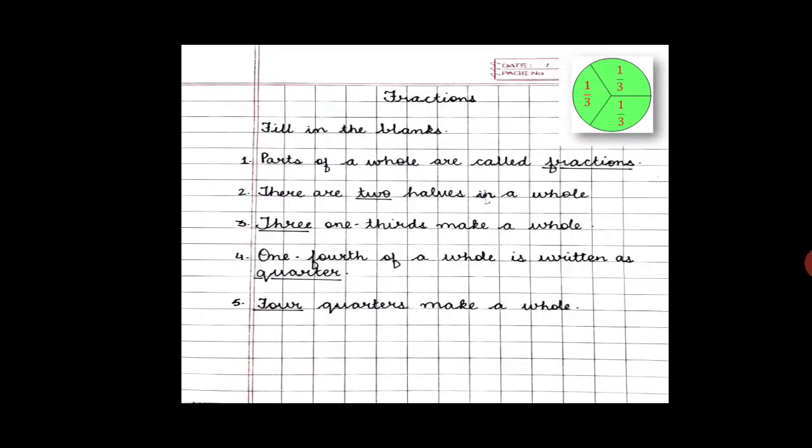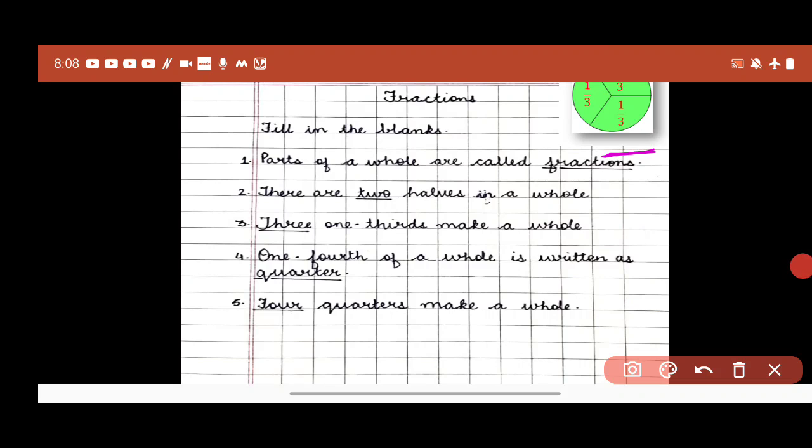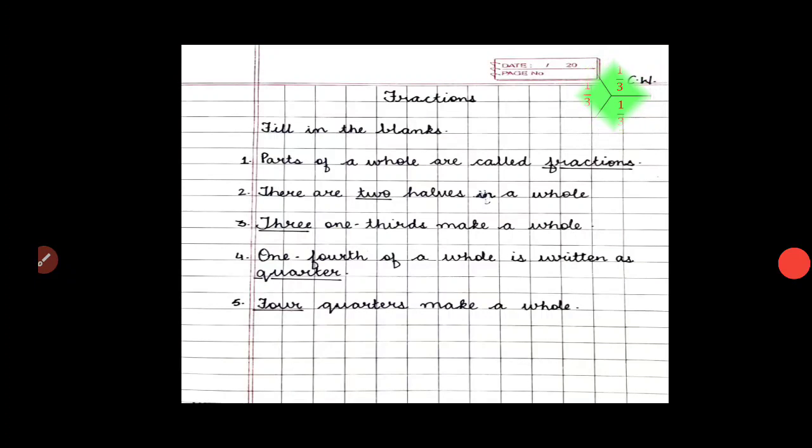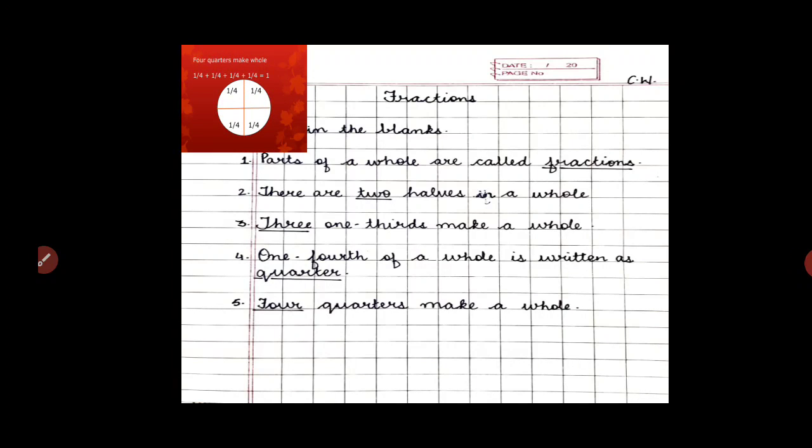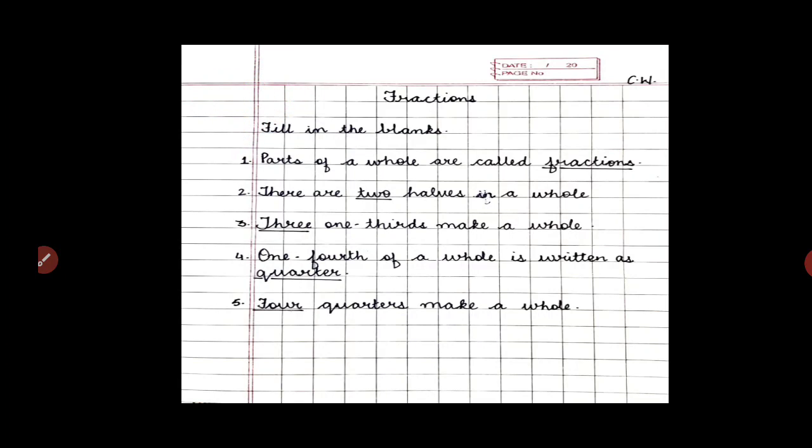As you see over here in this picture, there is a whole which is divided into three parts and each part is called 1/3. And how many 1/3? 3 1/3. If you join these 3 1/3, it makes a whole, right? 1/4 of a whole is written as quarter. Over there, just have a look. A circle is divided into 4 parts and each part is called the quarter. And 1/4 of whole is called quarter. And 4 quarters basically make a whole. Isn't it easy, children? So you have to do this work in your notebook neatly.